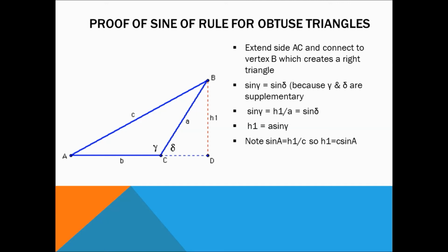We just want to note that sine A equals h1 over c, so h1 equals c times sine A. The sine A equals h1 over c also came from our SOHCAHTOA rules. We have our angle A here, opposite h1 over c, which is right here, our hypotenuse. Thus, we have a sine gamma equals c sine A, because they were both equal to h1. And therefore, with a little rearranging, we have a over sine A equals c over sine gamma.